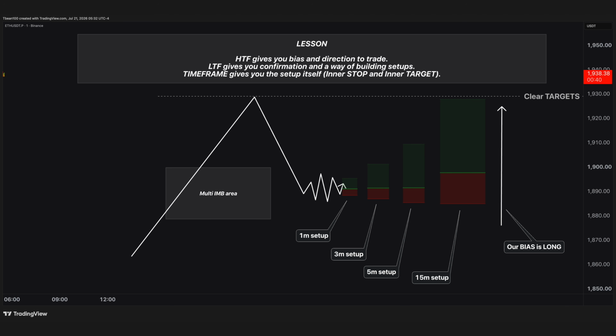However, your final setup will always depend on the time frame you selected to trade in, because the time frame you trade will give you the stop and the perfect target position. So basically, if you are in a 1-minute time frame, you place your stop loss and target based on the 1-minute time frame. You are not going to use 1 hour stop loss location or target areas.